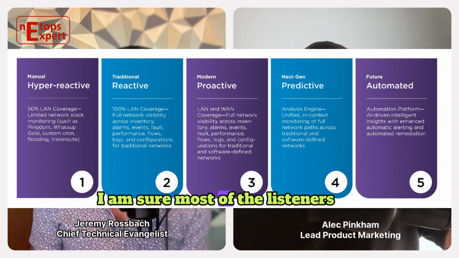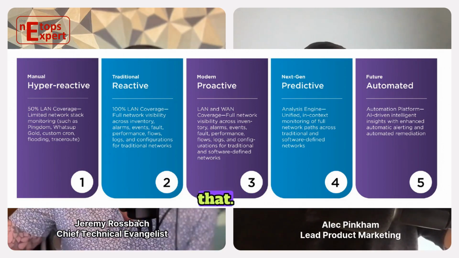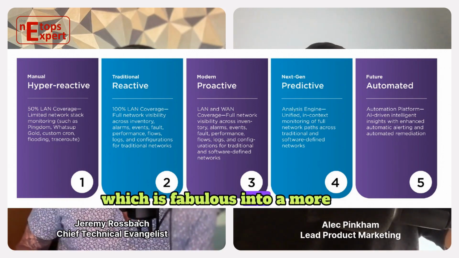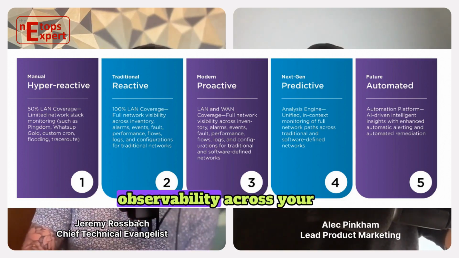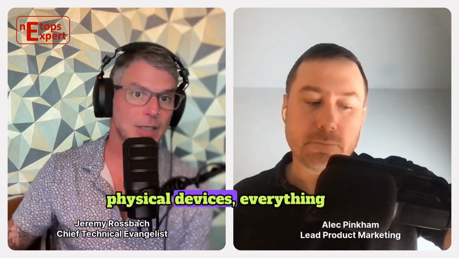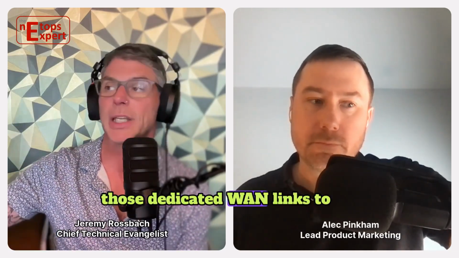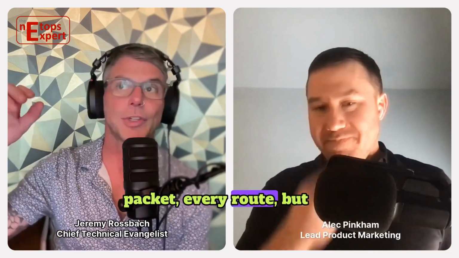I am sure most of the listeners out there have moved beyond that, which is fabulous, into a more traditional environment where you now have network observability across your physical devices, everything that you own inside the four walls of the data center, across those dedicated WAN links to your branch offices. You know what's going on, every packet, every route, but according to your physical infrastructure.